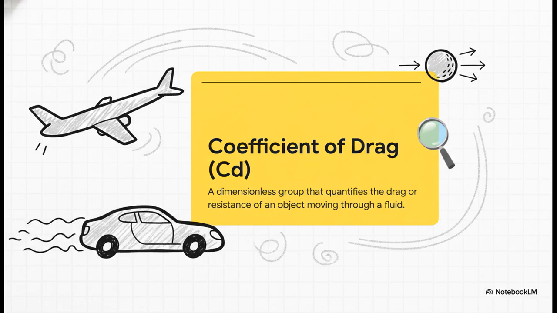And our second pi term is the coefficient of drag. This is the other half of the puzzle. This is the group that contains that last variable we were looking for, the force we wanted to measure in the first place. It basically quantifies the slipperiness of the object as it moves through the fluid.